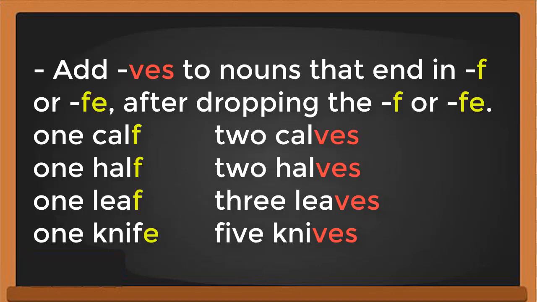And the next one, add ves to nouns that end in f or fe after dropping the f or fe. For example, calf, calves, half, halves, leaf, leaves. Okay, you have to drop the f or the fe and change it into ves.